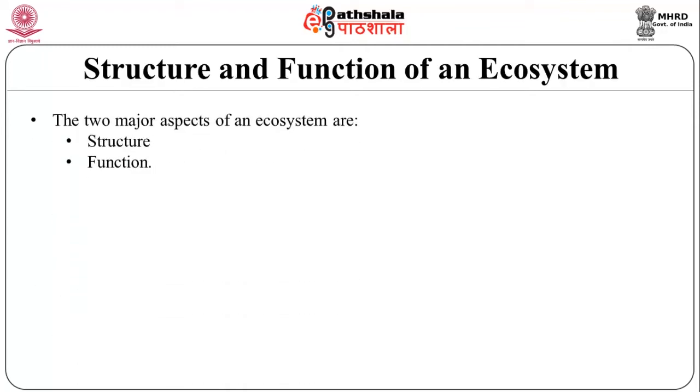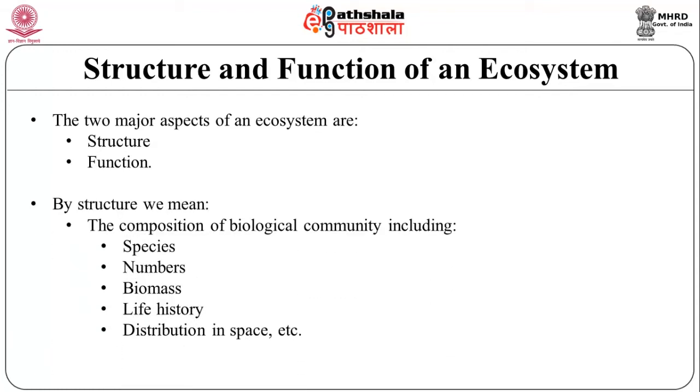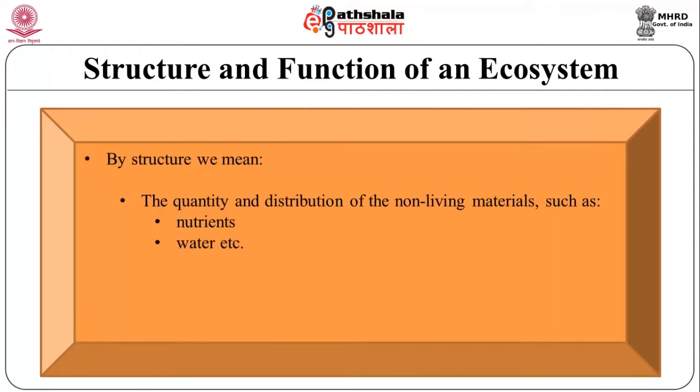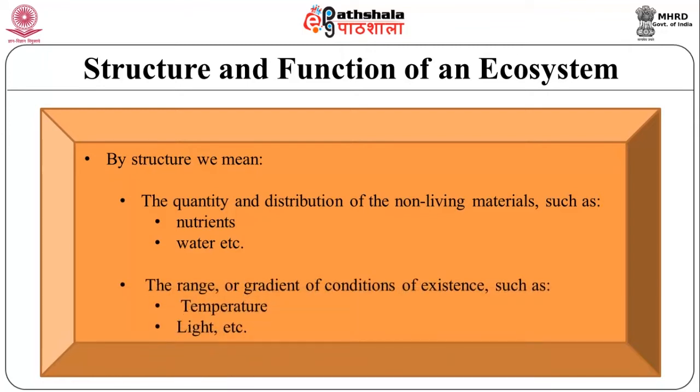The fourth section that you need to understand in this module is the structure and the function of an ecosystem. The two main aspects of an ecosystem are the structure and the function. By structure, one basically means the composition of the biological community, including species, numbers, biomass, life history, and the distribution of these species in space, etc. The quantity and distribution of non-living materials such as nutrients, water, etc. are the second section that you need to understand. The third one is the range or the gradient of conditions of existence such as temperature, light, etc.